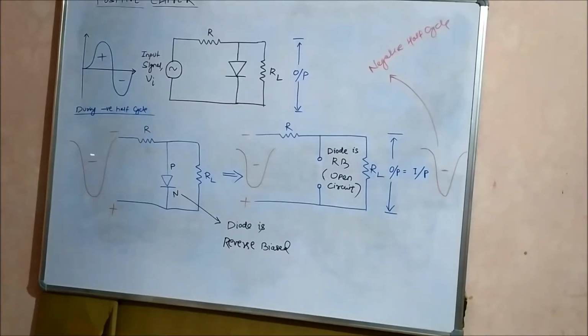During the negative half cycle, the upper terminal becomes negative and the bottom becomes positive. Because of that, P being connected to negative and N being connected to positive, the diode will be reverse biased and will behave as an open circuit. As a result, the entire input will appear across the load resistance, and the output will be exactly the same as the input, which is the negative half cycle.